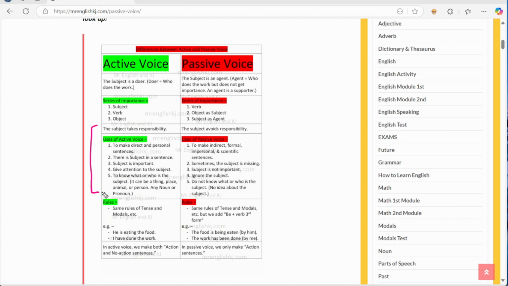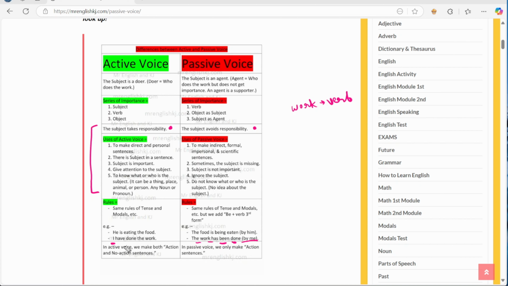Now these will help you to understand when to make passive, when to make active. So in active, when subject takes responsibility. In passive, when subject avoids responsibility. Avoids responsibility meaning to say you don't want to take the responsibility, so you focus on the verb. Like here, the work has been done. Who has done the work? I'm not mentioning it, okay? That's why it is inside the bracket. The work has been done. So I'm not taking responsibility here. I am avoiding the responsibility. That's why I made passive.